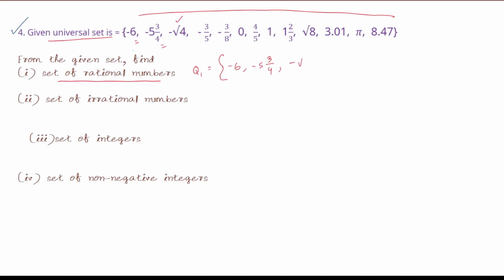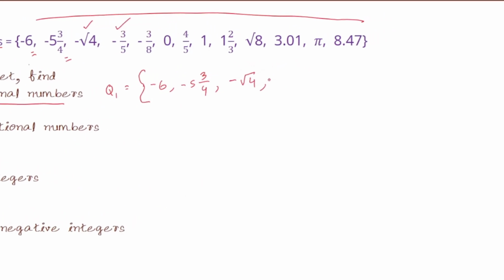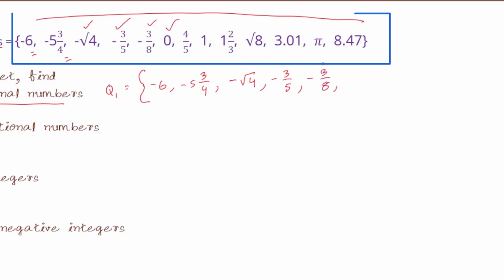is minus root 4, because root 4 is equal to 2, which is a rational number. Minus 3 upon 5 is a rational number. Minus 3 upon 8 is also a rational number. 0 is an integer as well as a rational number. 4 upon 5 is a rational number. Then 1 is an integer and also a rational number. This is 1, 2 upon 3. This can be expressed in the form of p upon q. Root 8 is not a rational number.